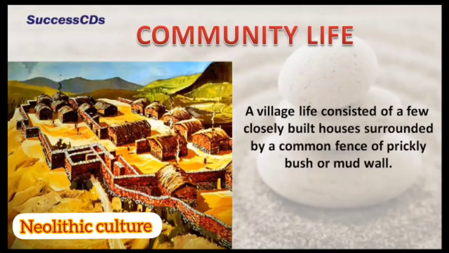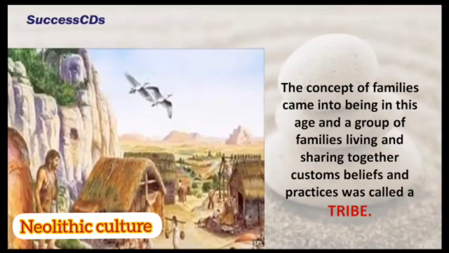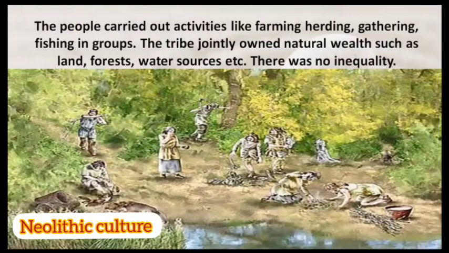A village life consisted of a few closely built houses surrounded by a common fence of prickly bush or mud wall. The concept of families came into being in this age, and a group of families living and sharing together customs, beliefs, and practices was called a tribe. The people carried out activities like farming, herding, gathering, and fishing in groups. The tribe jointly owned natural wealth such as land, forests, water resources, etc.